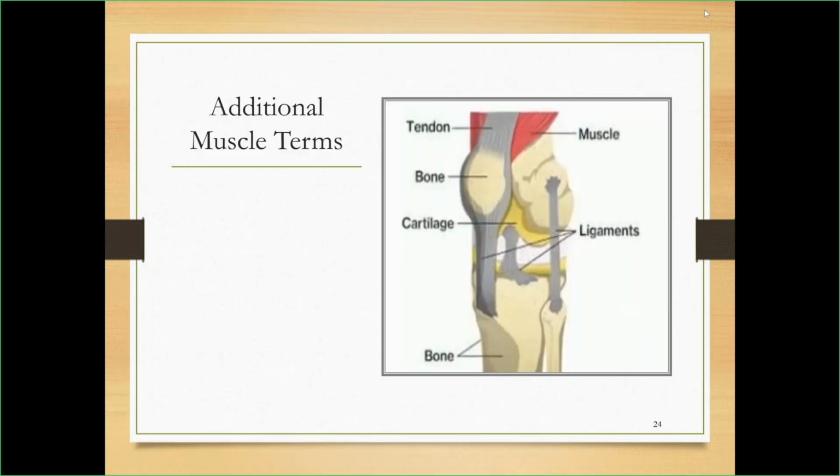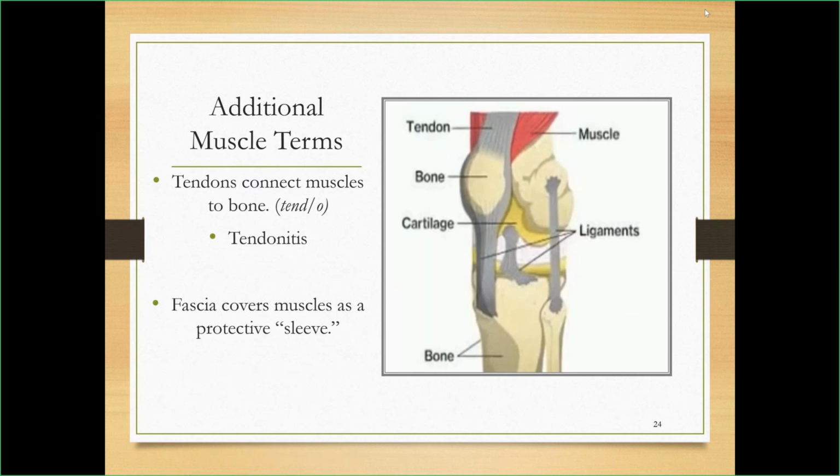Additional muscle terms. Tendons connect muscles to bone. Tendo, as in tendinitis. The suffix itis means inflammation. Fascia covers muscles as a protective sleeve. Fascio, as in fasciitis. Notice that all the I's are kept.